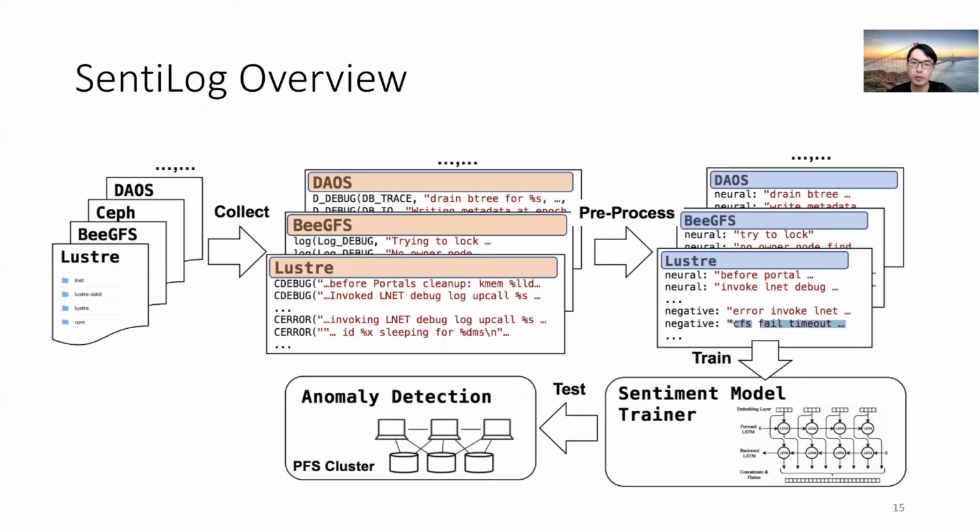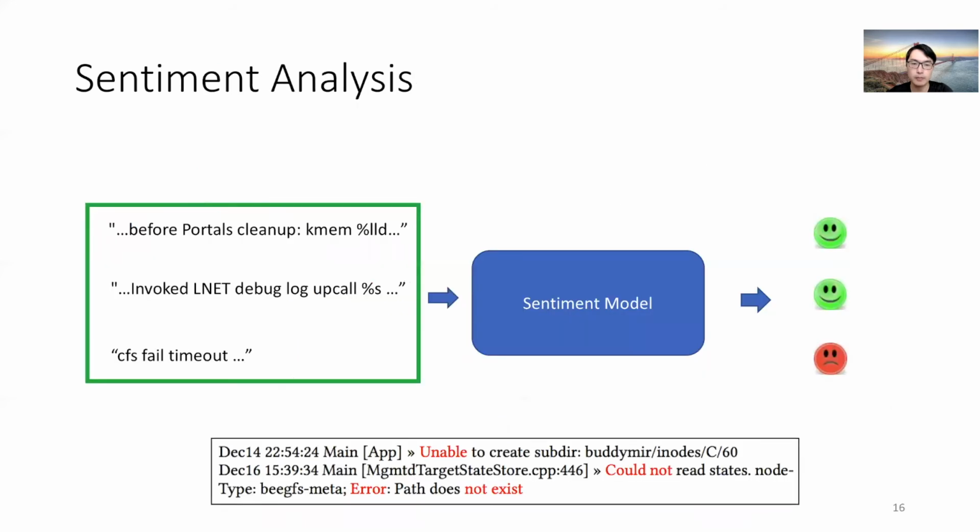Here is the overview of SentiLog. We first collect the source code from many parallel file systems, and then preprocess the raw log statements to build the training data. Then we use a BiLSTM neural network to train the sentiment model. This model will be applied to runtime logs from real clusters to detect the anomalies.